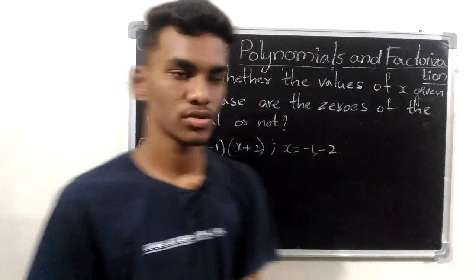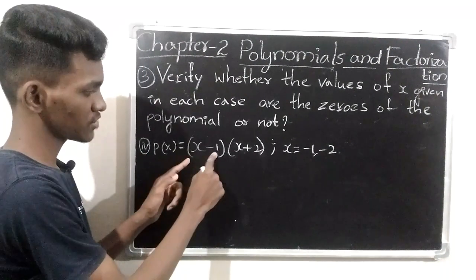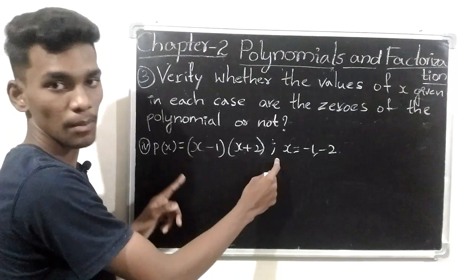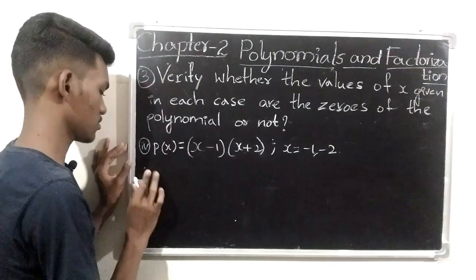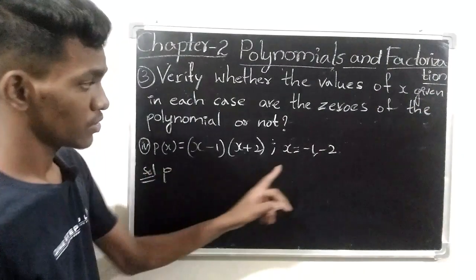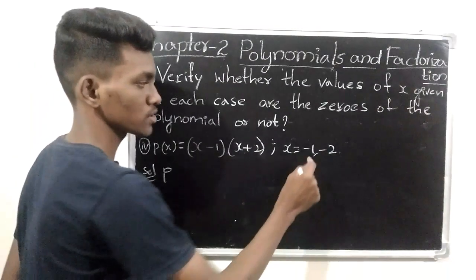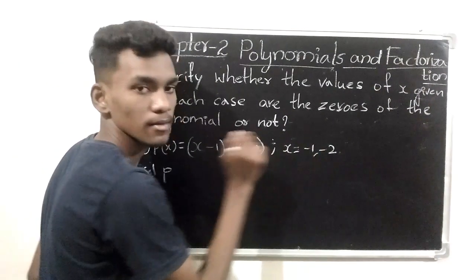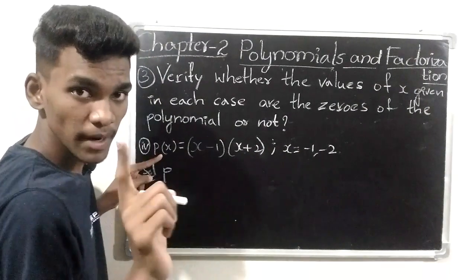So going to next question, fourth one, p of x is equals to x minus 1 into x plus 2, comma, x is equals to minus 1, comma, minus 2. Solution p right as it is. So here given the x is equals to minus 1 and minus 2. First we have to substitute x is equals to minus 1. So in the place of x we have to substitute minus 1.